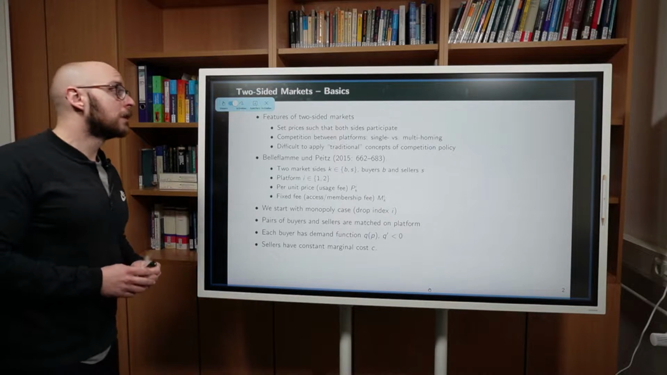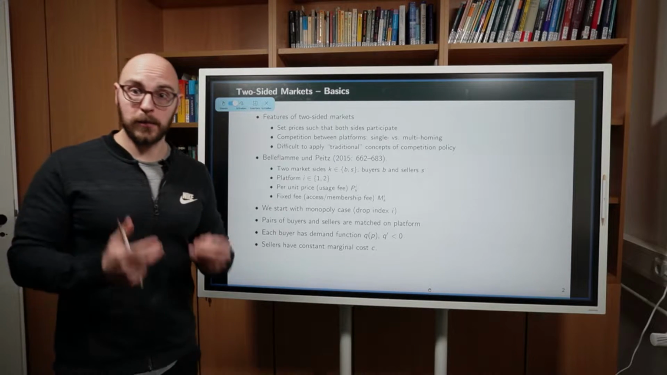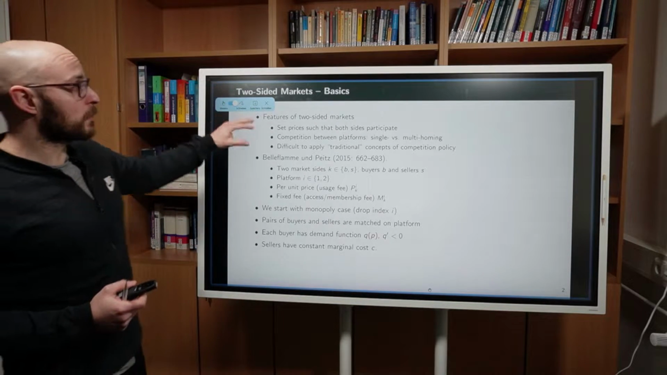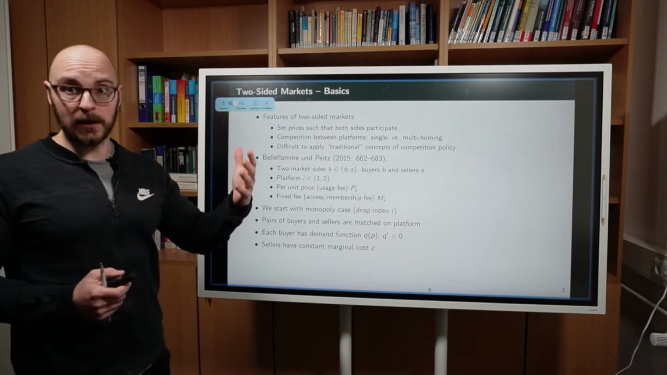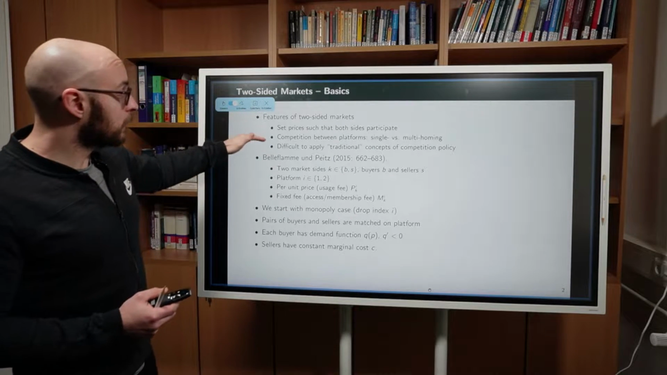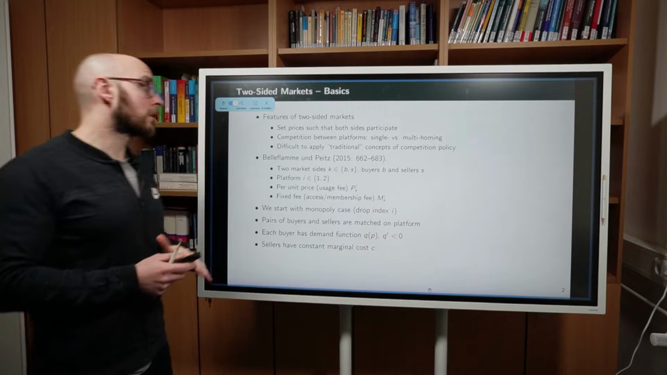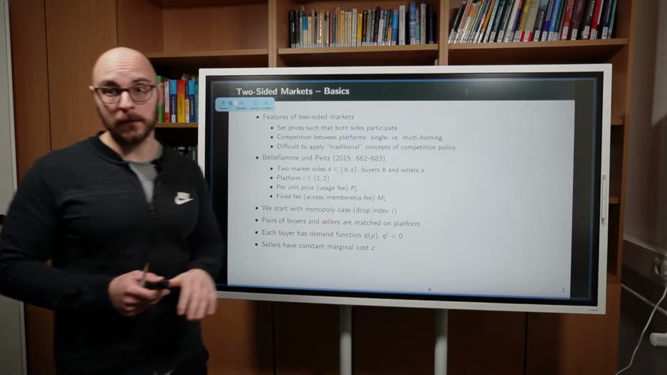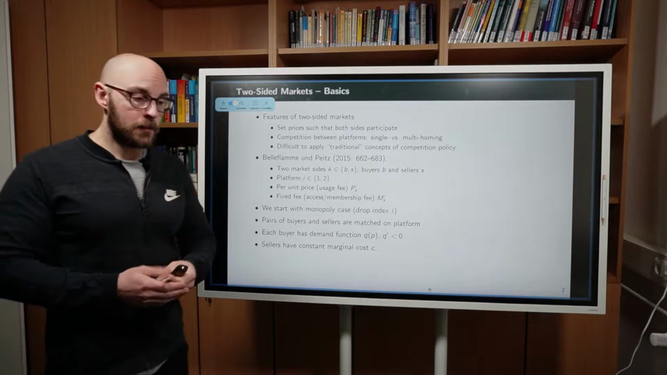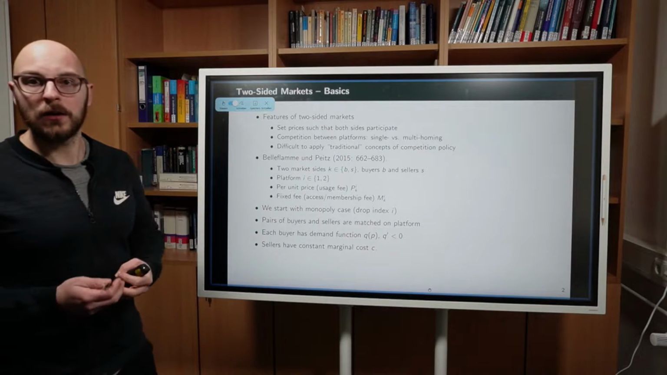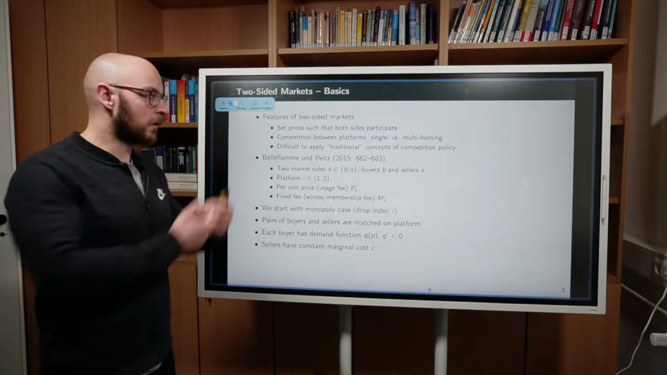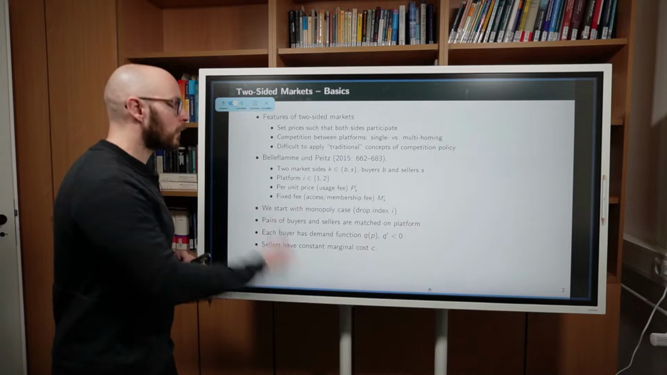Okay, now, what is the function of the platform, basically? So the platform has to set prices for each market side, and it has to induce participation, basically. And if we talk about competition between platforms, then it gets crucial to talk about single and multi-homing. Single homing means that you only have one platform. What does this mean? Well, it would mean that users generally only use the Xbox or use Windows operating systems or use only one credit card.